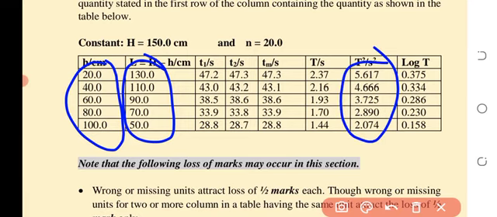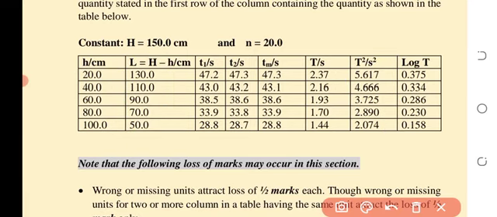Okay, let's say while you are reporting, you have this one recorded to 2 places of decimal, while others are left in 1 place of decimal. That is inconsistency, and that will bring about loss of half mark. And if this occurs more than once on a table, it means you can only lose 1 mark on that particular table. That is what the instruction is saying. If it occurs more than one time on a table, you are only losing 1 mark.